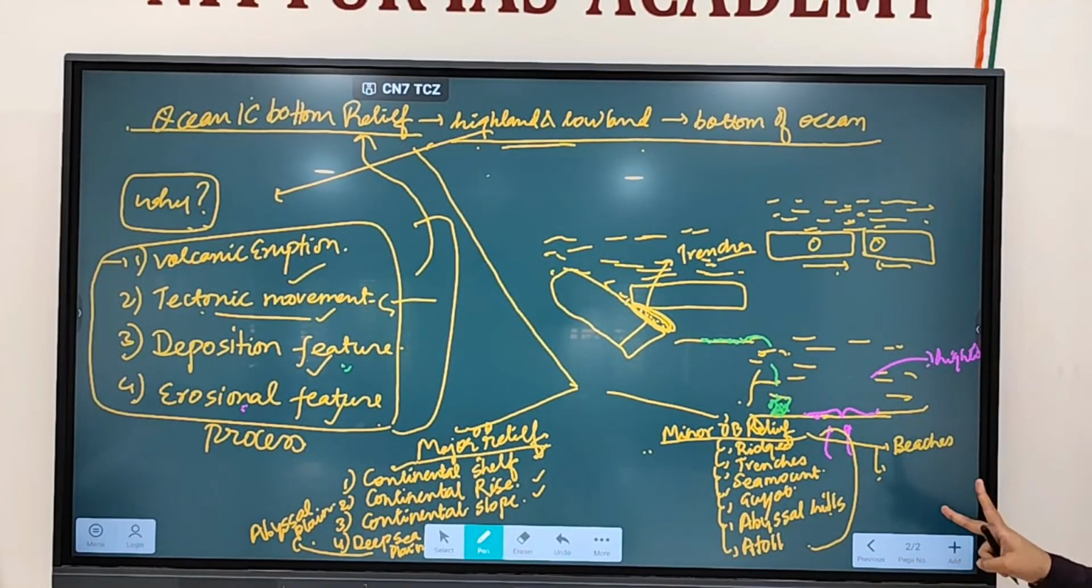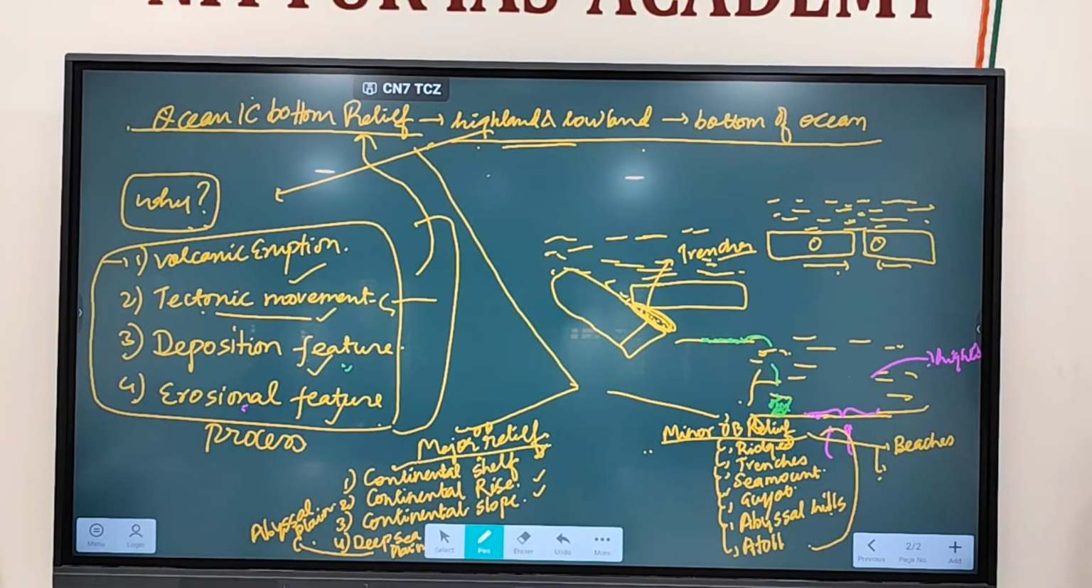So bottom relief features of oceans are classified into two categories. They are referred to as major oceanic bottom relief features and minor oceanic bottom relief features. Major is what? Continental shelf, rise, continental slope, and deep sea plain. And minor are what? Your ridges, trenches, seamount, guyot, abyssal hills, and atoll. Fine. So first we are going to discuss major relief features. Then we'll come to the concept of minor relief features.